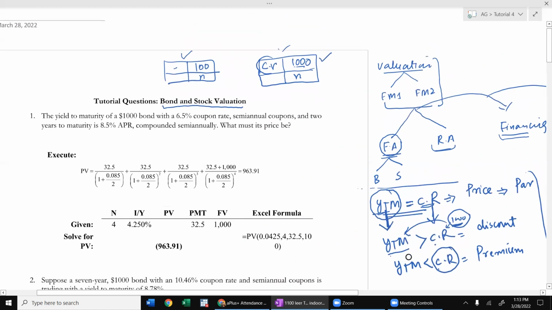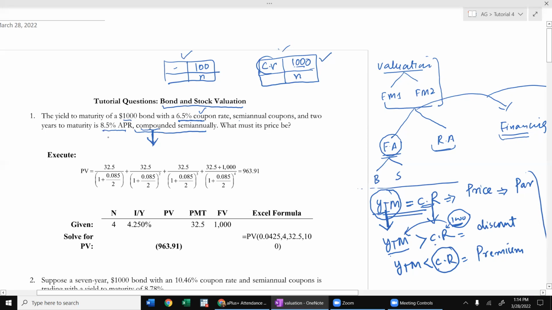Okay, so let's say the yield to maturity of a 1000 bond with a 6% coupon rate, meaning this is the rate that the bond is offering, and the face value of the bond is 1000. Semi-annual coupon means this will be paid every 6 months, and 2 years to maturity, 8.5% APR compounded semi-annually. I told you last time that when you see this compounded, it means that we have to convert 8.5%.